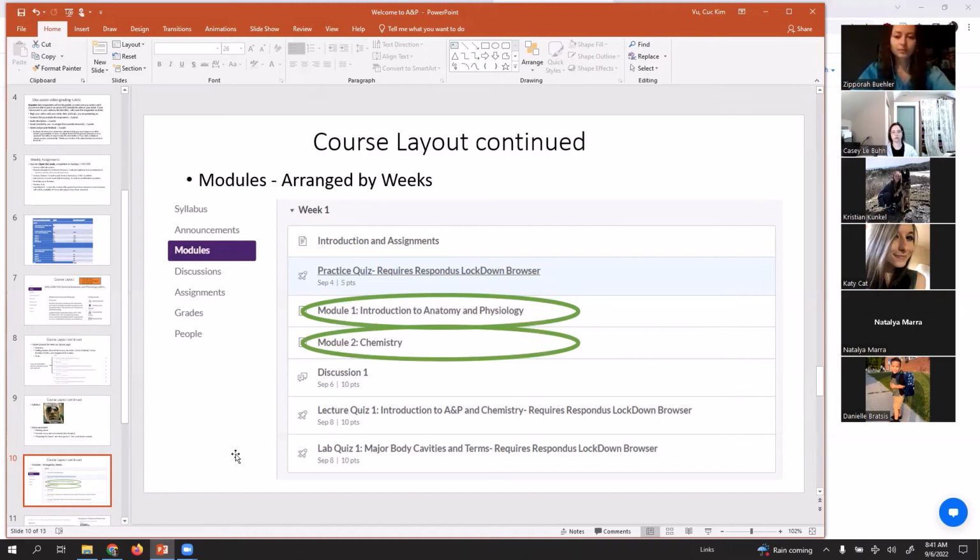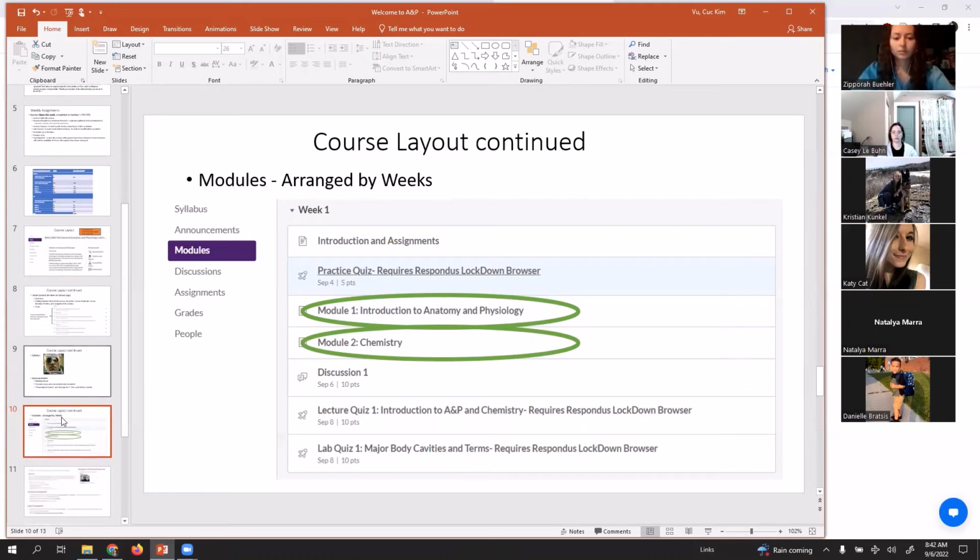And you can see that it tells you exactly what's on the quizzes, right? So that lecture quiz 1 includes both the introduction to anatomy and physiology and the chemistry. Okay, so don't be surprised when you see questions from both of these modules. Lab quiz 1 is going to be on major body cavities and terms. So it'll tell you exactly what the quizzes are on for both lecture and lab. Questions?